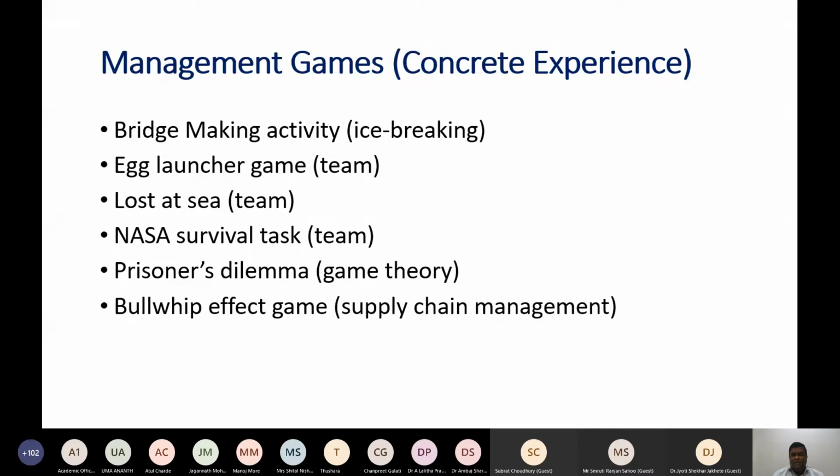Bridge making activity is a nice kind of ice breaking activity wherein I give them some material like old newspaper, 5 days of newspaper, and then I give them cello tape and a pair of scissors. That's all. Cello tape, old newspapers and a pair of scissors for each group, and I will give them a big hall. And what is the task? They have to make a bridge. How am I going to test the bridge?